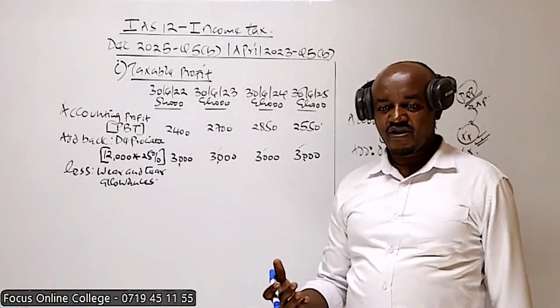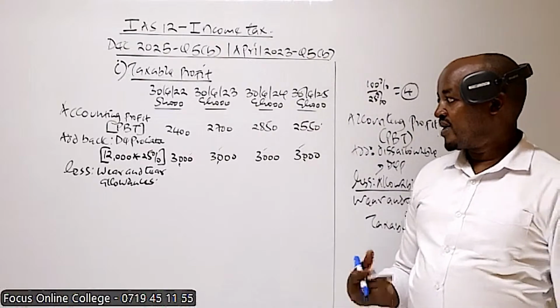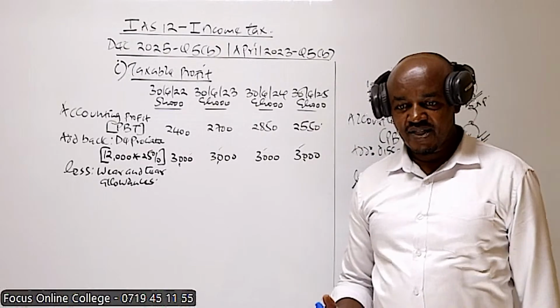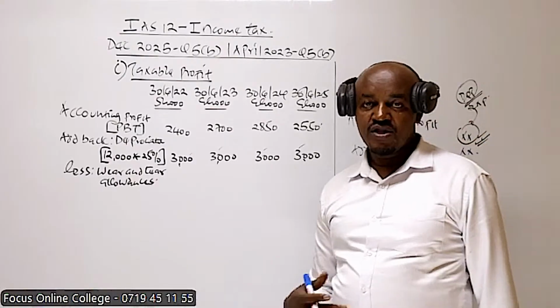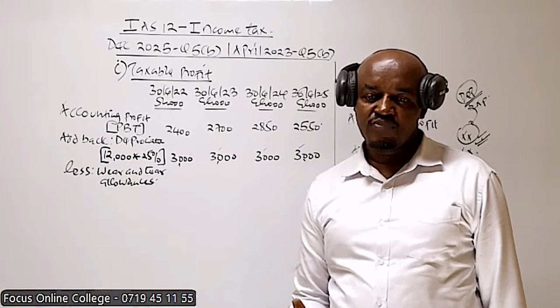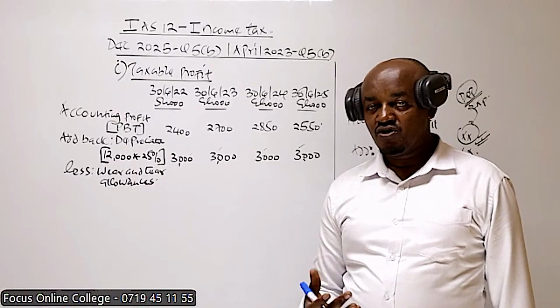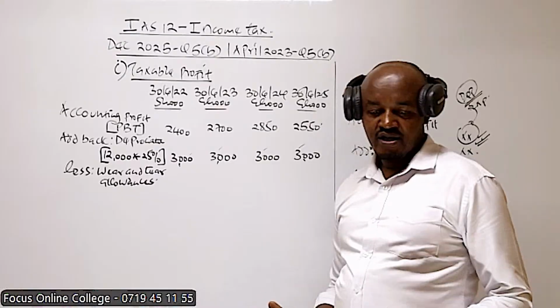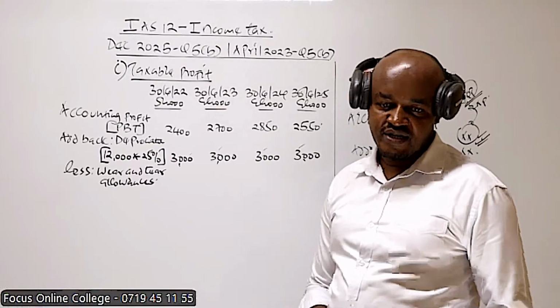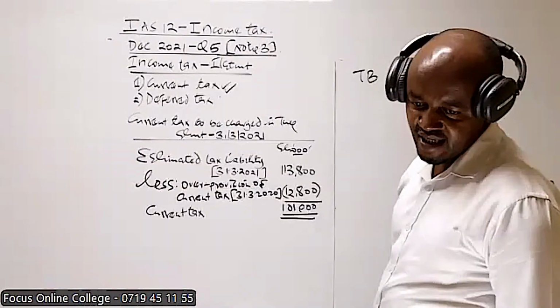Generally, we can also refer to them as capital allowances. We can also refer to them as investment allowances. I'll say that these are allowable expenses which are computed using the rates issued by Kenya Revenue Authority. So how do we compute this particular wear and tear?